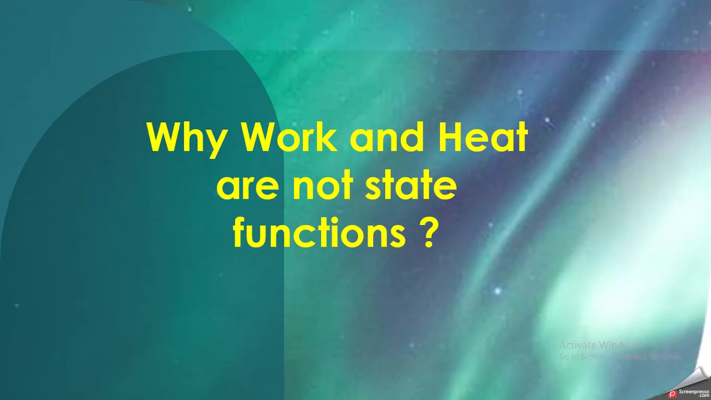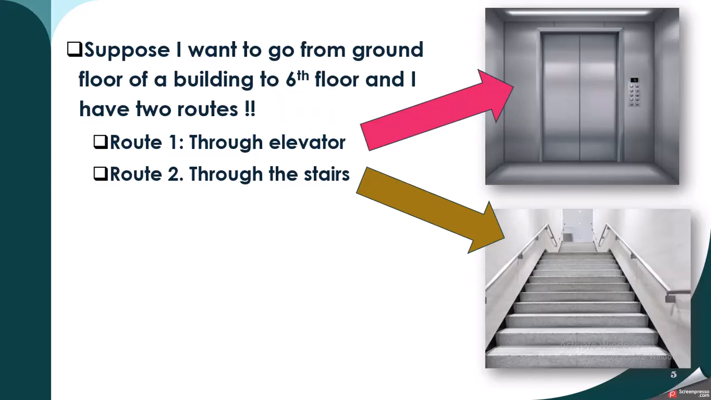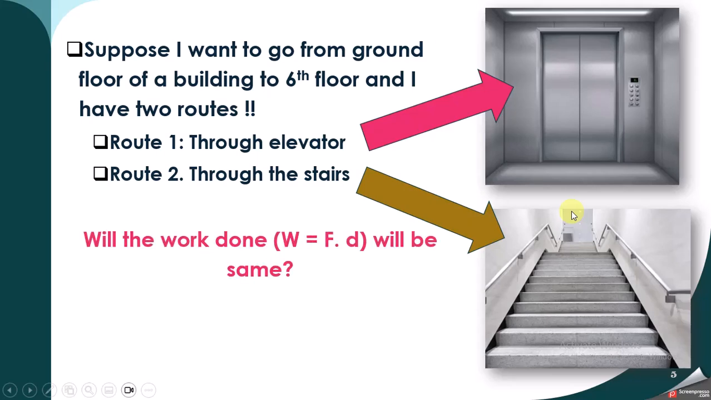Now let us see with an example how work and heat are not state functions. Suppose I want to go from the ground floor to the 6th floor of a building, and I have two routes. The first route is through the elevator. I can use the elevator to go from the ground floor to the 6th floor, and the second route is through the stairs. I can use the stairs to reach the 6th floor. So what do you think, will the work done using the two paths be the same or not? Will the work done, which is W equal to F dot D, be the same or not?